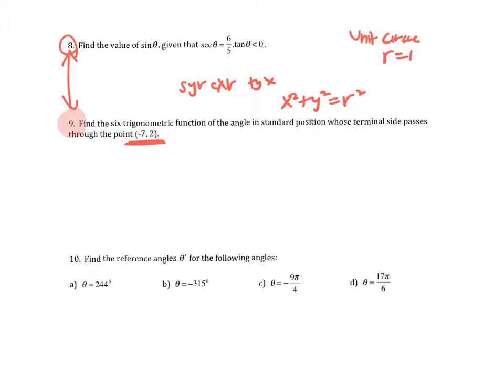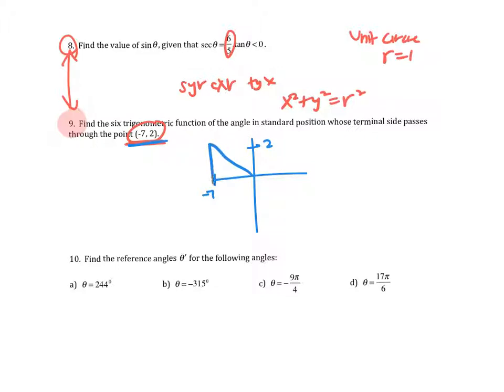So if you're given an angle measure, you can use that because it's convenient. But if you're given side lengths, chances are the radius will not be 1 and you will have to find it. So number 9, negative 7, 2. Negative 7, 2 would be here. So that's negative 7, 2.